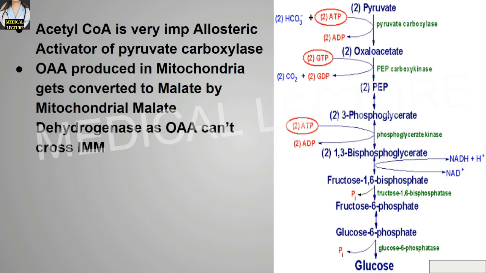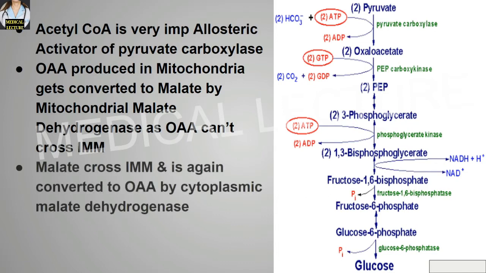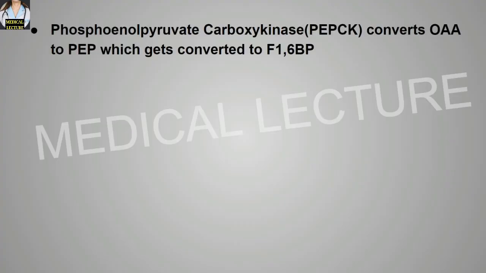Oxaloacetic acid produced in the mitochondria gets converted to malate by the mitochondrial malate dehydrogenase enzyme, as oxaloacetic acid can't cross the inner mitochondrial membrane. Malate crosses the inner mitochondrial membrane and is again converted to oxaloacetic acid by the cytoplasmic malate dehydrogenase. If you remember, we discussed this in the malate aspartate shuttle, right? PEPCK, or phosphoenolpyruvate carboxykinase, converts the oxaloacetic acid to phosphoenolpyruvate, which gets converted to fructose 1,6 bisphosphate.